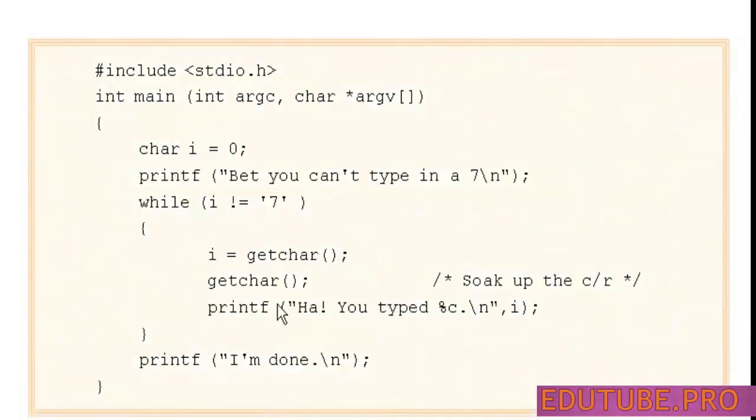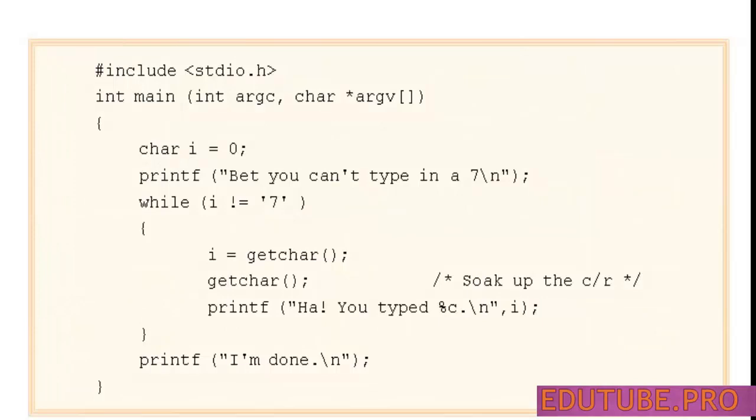Let's take a look at a piece of code. Here's a little program that we'll play around with. We're going to put the computer in a cranky mood, and we're going to have it say, I bet you can't type in a 7. And we're going to set up a little automatic character called i. We'll set it equal to 0, because we're good programmers and we initialize our variables.